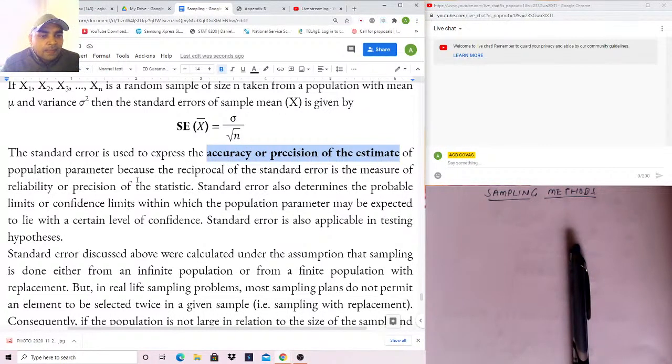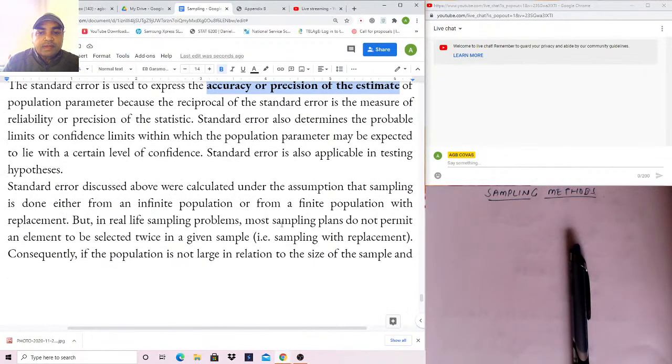So the standard error is used to express the accuracy or precision of the estimate of a population parameter, because the reciprocal of the standard error is the measure of reliability or precision of the statistic, right? Standard error also determines the probable limit or confidence limit within which the population parameter may be expected to lie with a certain level of confidence, and it is also used for testing hypotheses, right?